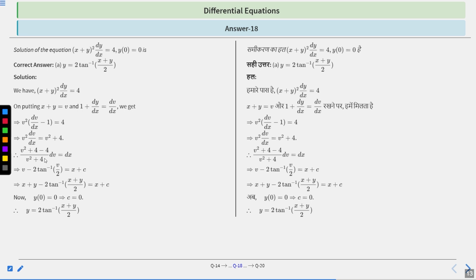Right, therefore (v square plus 4 minus 4) upon (v square plus 4) dv is equal to dx. So v minus 2 tan inverse v by 2 is equal to x plus c. Therefore, x plus y minus 2 tan inverse (x plus y) by 2 is equal to x plus c.